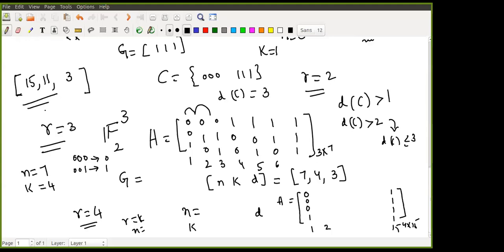So now for every r, I have one Hamming code. This is the way we will build up things. Further, you can ask more questions. Now I am confined to the q equal to 2 case.